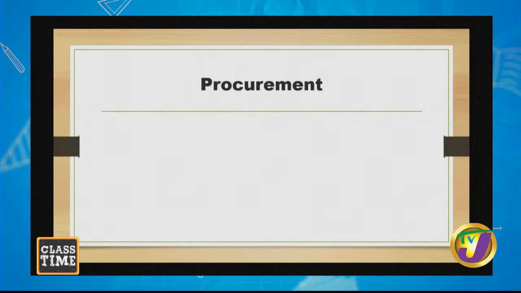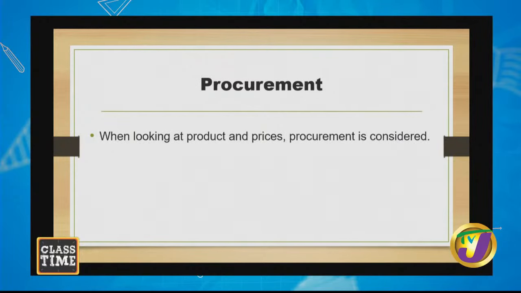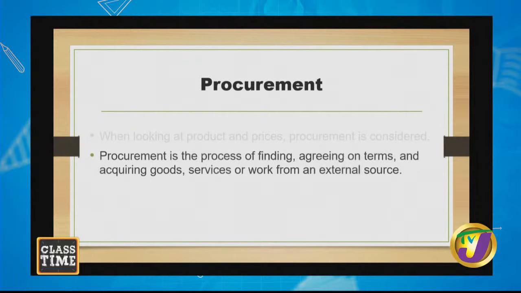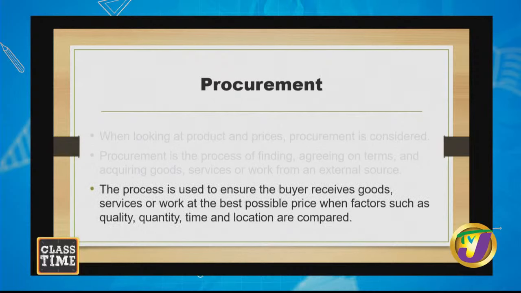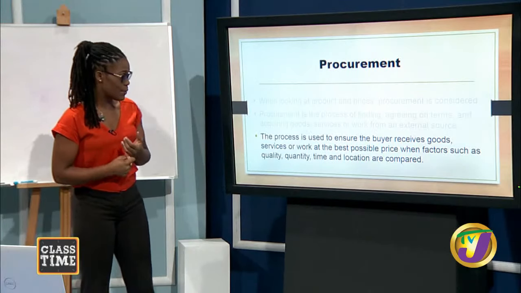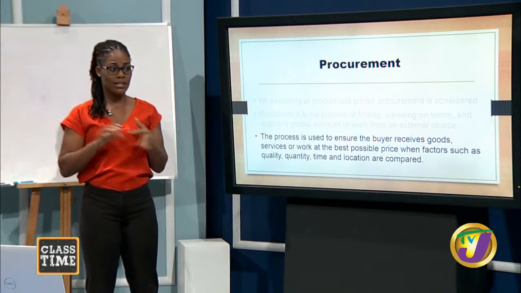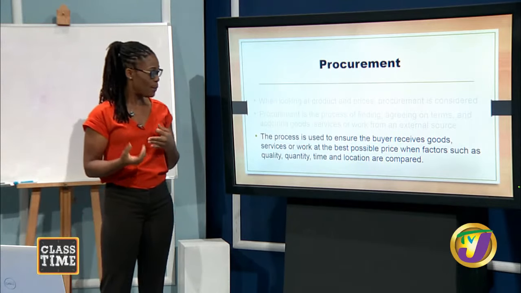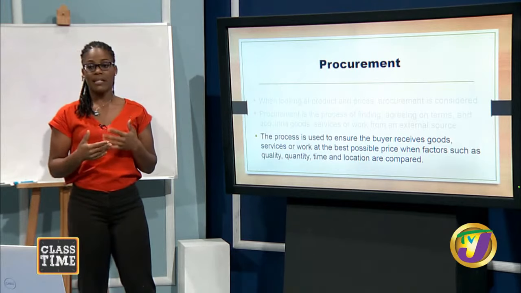So when looking at products and prices, procurement is considered, right? Now, procurement is a process of finding, agreeing on terms and conditions, and acquiring goods, services, or work from an external source. The process is used to ensure that the buyer receives goods, services, or work at the best possible price when a number of factors are considered. Factors such as quality, quantity, time, and we're talking about time of delivery, time a job will take to be completed, location, and other aspects are compared.